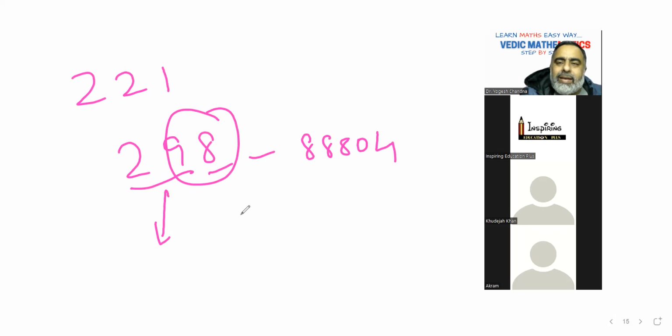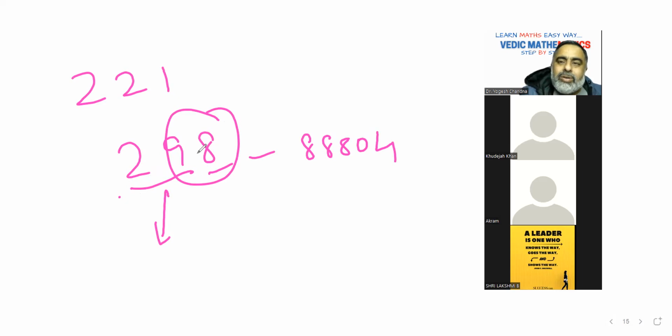Then what has to be done? 2 into 98 into 2 is also supposed to be done. So this method is very helpful when it is near to the lower base. Not upper base, lower base. And for 2-digit numbers.